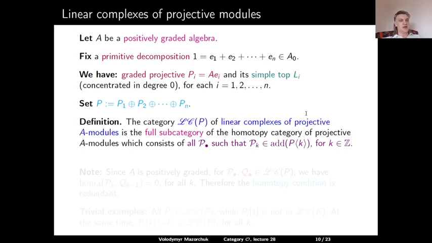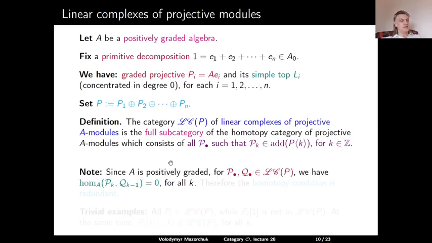A modules, which consists of all complexes such that the homological degree k component of the complex belongs to the additive closure of the module P shifted in degree by k. And this should hold for any integer k.